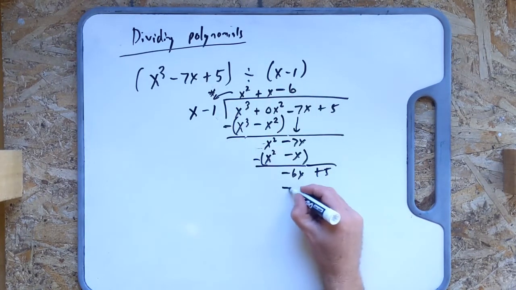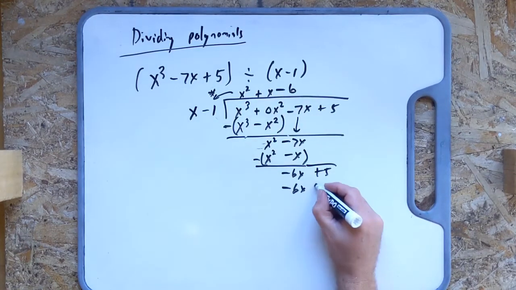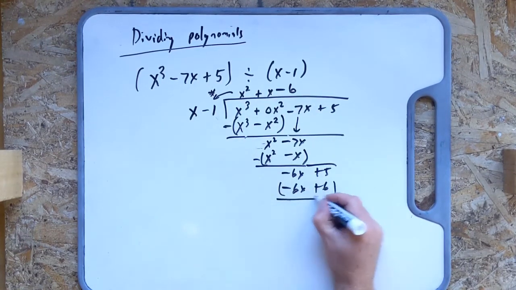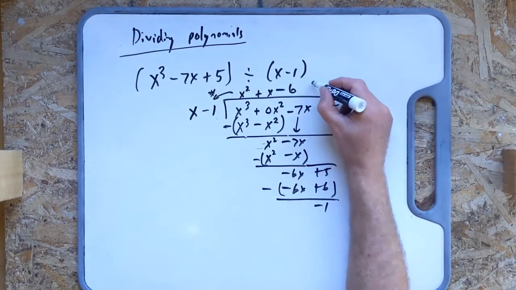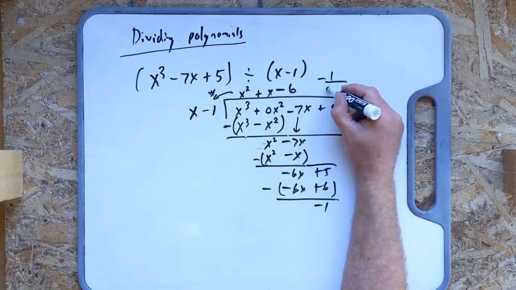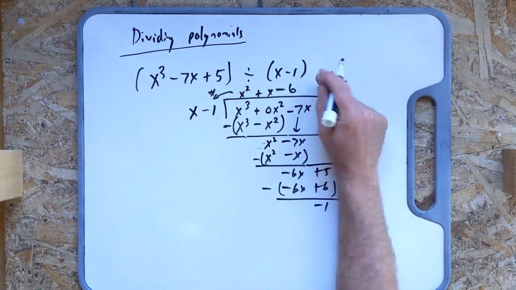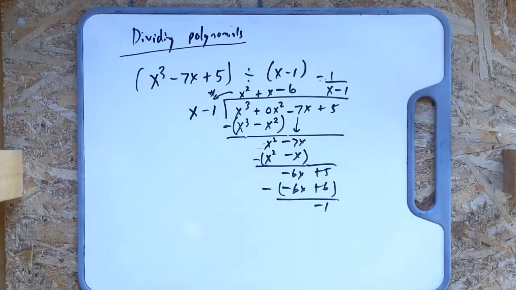Minus 6 times x minus 1: minus 6x. Minus 6 times negative 1 is plus 6. Subtract, and you get negative 1. And that's my remainder, which I write up here as minus 1 over x minus 1. And I'm done.